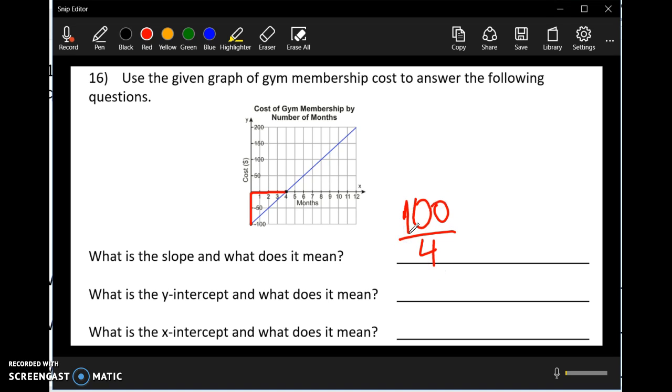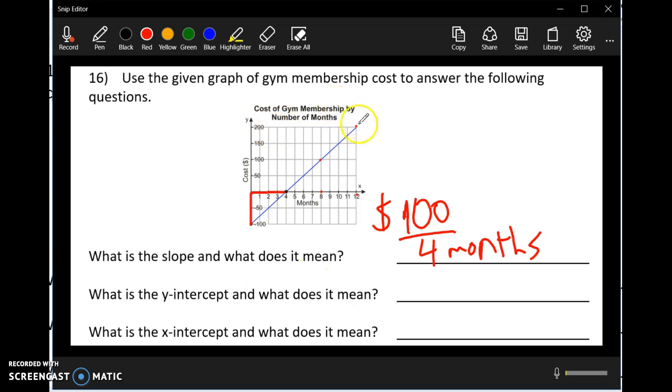And if you think about what that means, it means for my gym membership, it costs me $100 every 4 months. So that's what it means. It costs me $100 every 4 months. You can see that this trend keeps continuing because in 8 months I owe them $100, and in 12 months I owe them $200. So my slope is 100 over 4, and every 4 months I owe them $100.